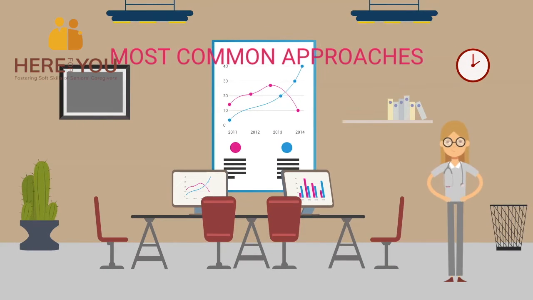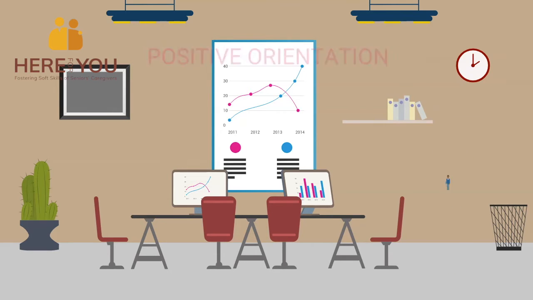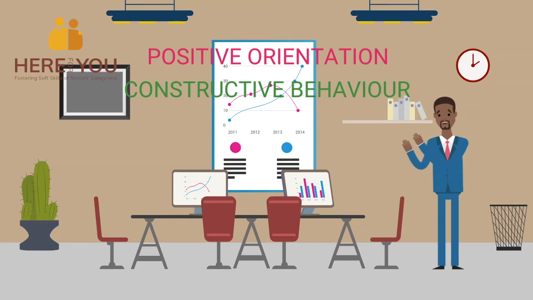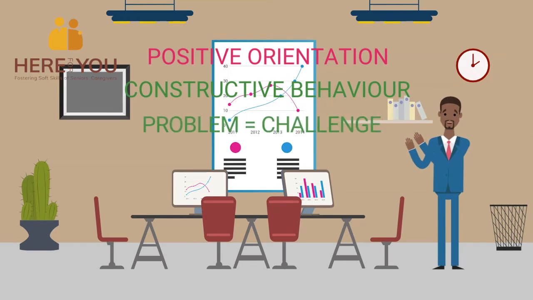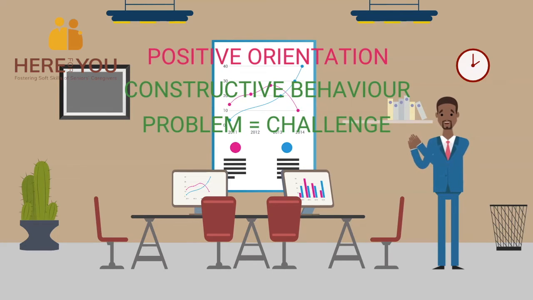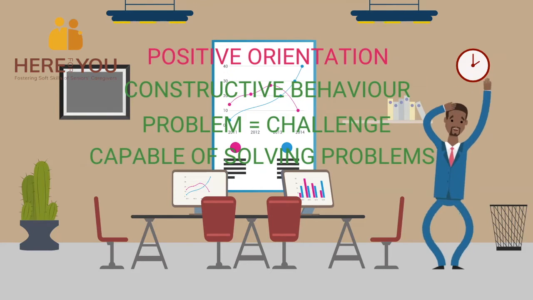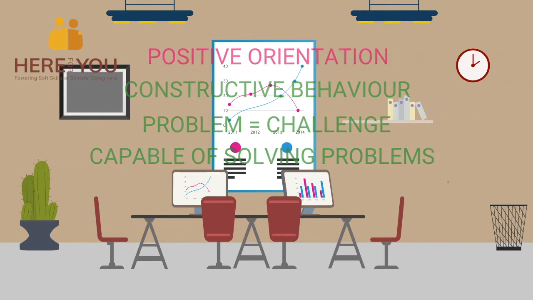The most common approaches before difficult situations are the following. The first one is a positive orientation towards problems. This consists of a positive and constructive behavior that goes through different phases. The vision of a problem is as a challenge instead of a threat. The individual perceives himself as capable of solving difficult situations.